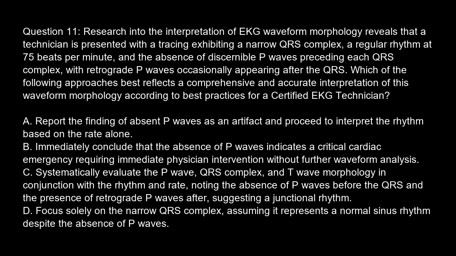Option A. Report the finding of absent P waves as an artifact and proceed to interpret the rhythm based on the rate alone. Option B. Immediately conclude that the absence of P waves indicates a critical cardiac emergency requiring immediate physician intervention without further waveform analysis. Option C. Systematically evaluate the P wave, QRS complex, and T wave morphology in conjunction with the rhythm and rate, noting the absence of P waves before the QRS and the presence of retrograde P waves after, suggesting a junctional rhythm. Option D. Focus solely on the narrow QRS complex, assuming it represents a normal sinus rhythm despite the absence of P waves.